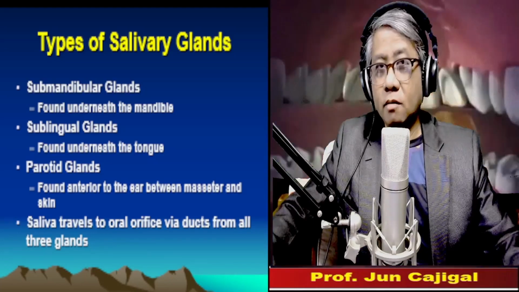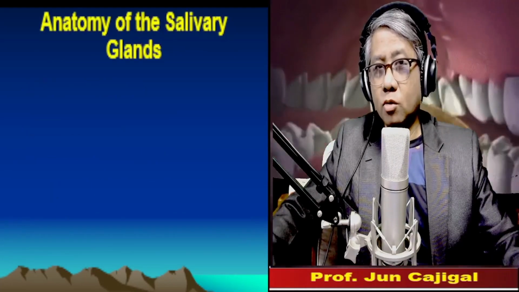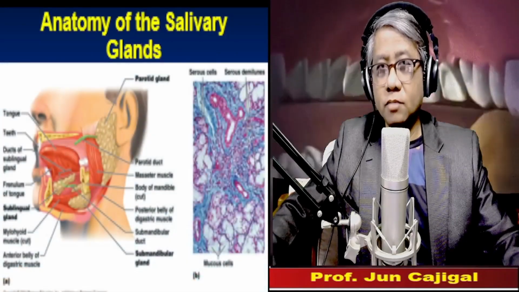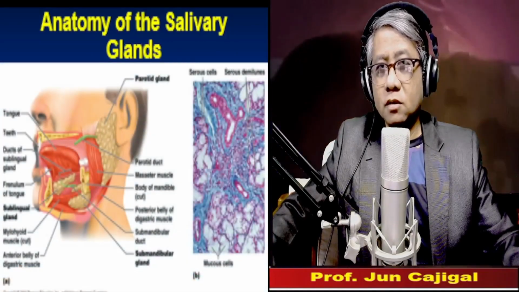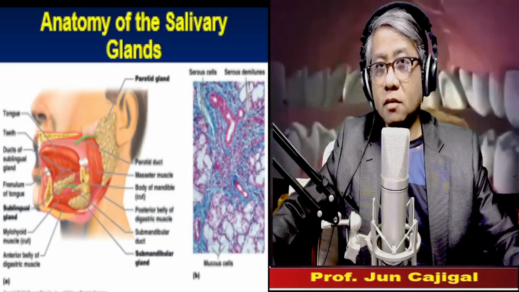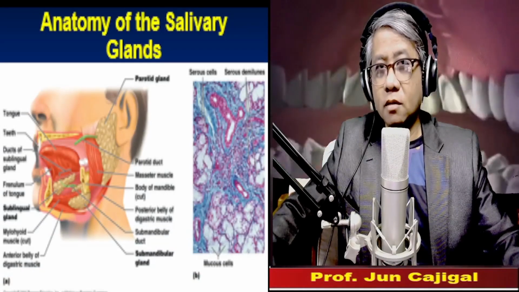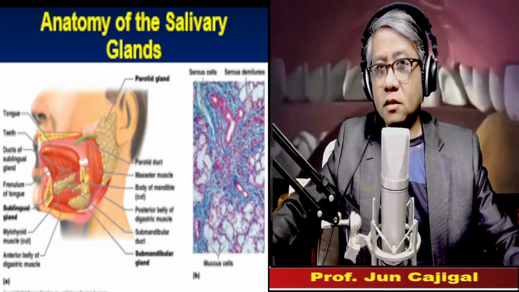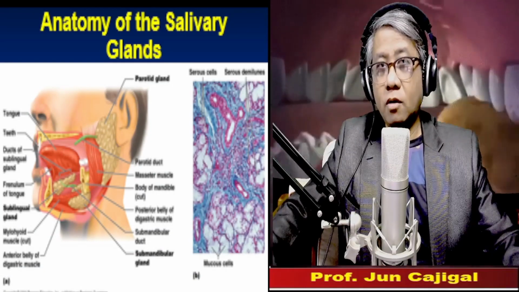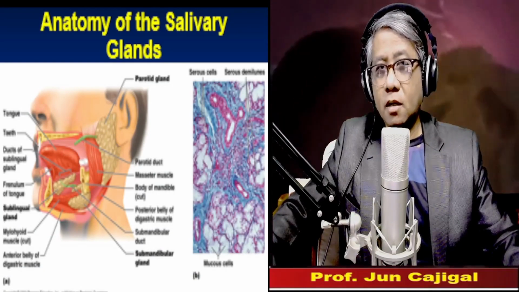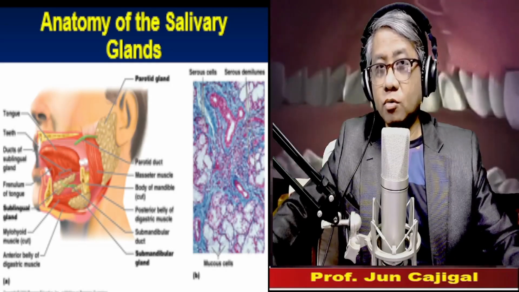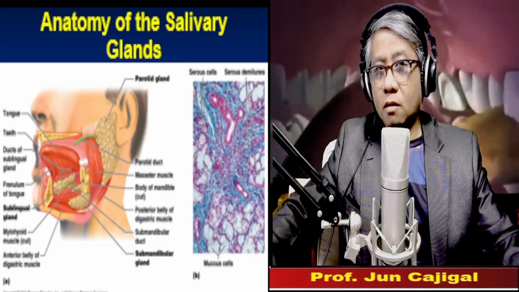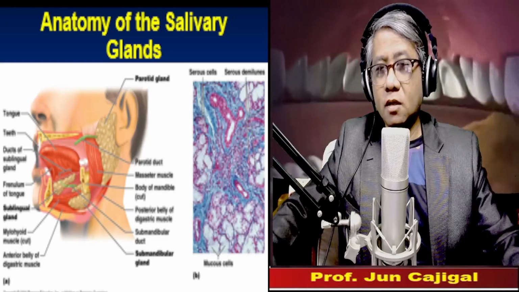So here we have an illustration showing the location of the different types of salivary glands. If you will notice, the submandibular gland is found underneath the mandible. The sublingual gland is found underneath the tongue, and we have the parotid gland found anterior to the ear between the masseter and the skin.